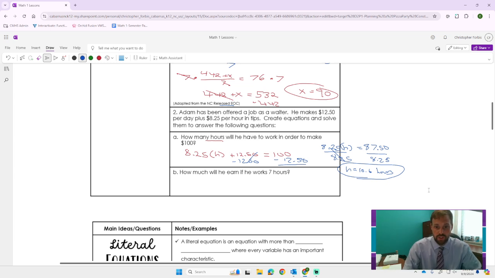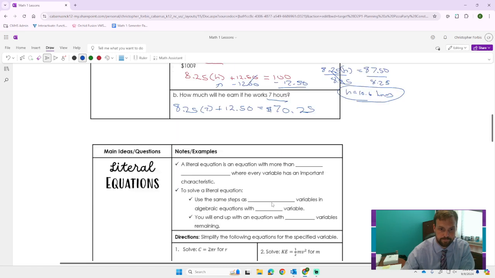All right, B, how much will he earn if he works 7 hours? Well, in this case, I know he works $8.25 per hour. So we're literally plugging in 7 for H, plus the $12.50. And really, I'm not solving for anything but what that equals. So I'm typing that in the calculator just like I see it, and I'm getting $70.25. And hopefully that makes sense because 10 hours gives you $100, so 7 hours should give you something less than that. All right. Very good.